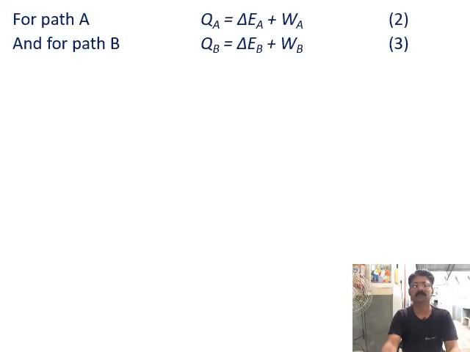Now let us take the path A. If I apply the first law of thermodynamics, you know that Q is equal to delta E plus W. Let me use the suffix A to represent that particular path. The process is between state 1 and 2, but there are different paths: forward path 1A2, return paths 2B1 and 2C1. So suffixes A, B, C are used to indicate the path. For path A, QA is equal to delta EA plus WA, and for path B, QB is equal to delta EB plus WB.